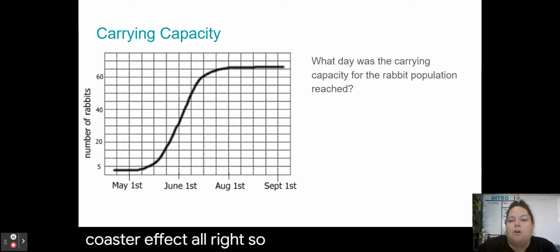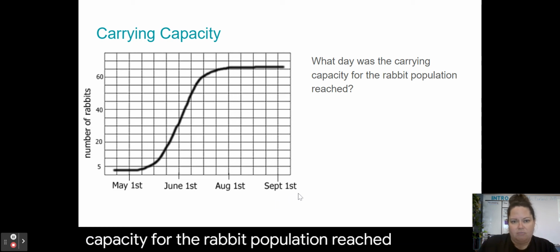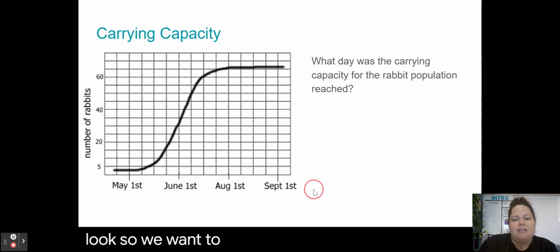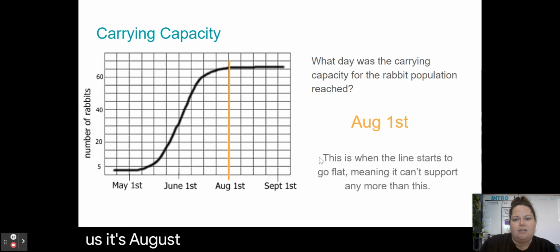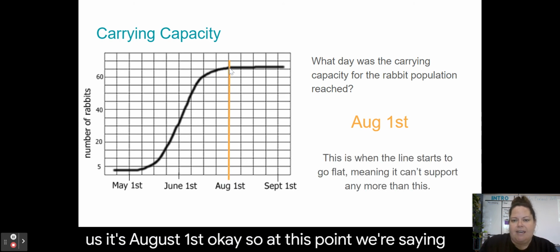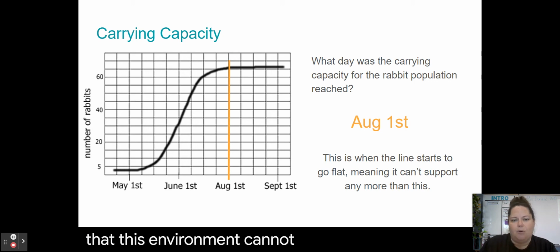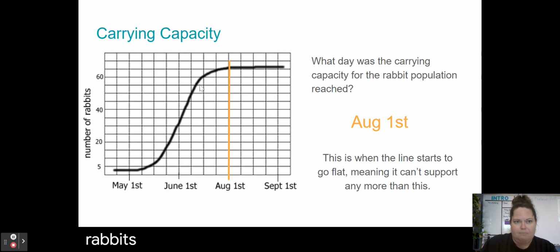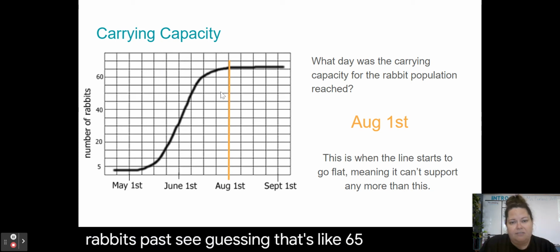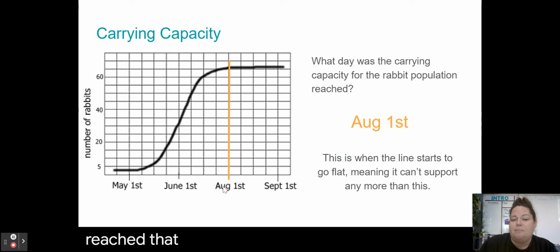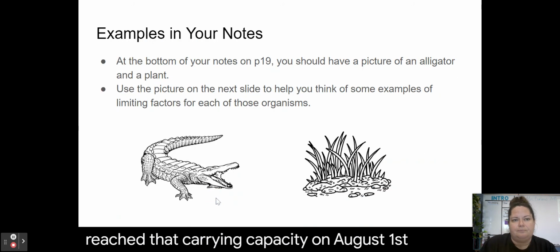All right. So, what day was the carrying capacity for the rabbit population reached? Okay, let's look. So, we want to see about where it levels off. Okay, so we're going to follow that down. That's going to tell us it's August 1st. Okay, so at this point, we're saying that this environment cannot support any more rabbits past, I'm guessing, like 65. Okay, and we reached that carrying capacity on August 1st.